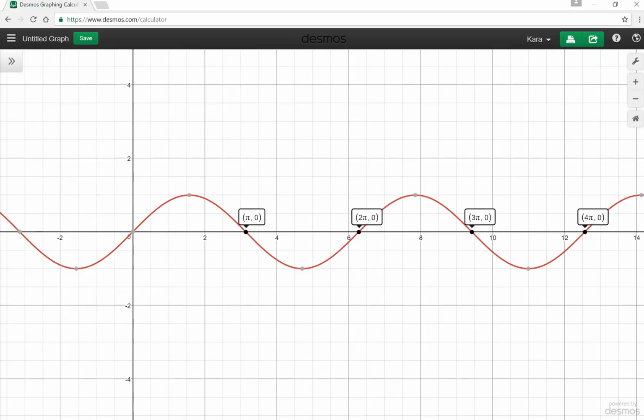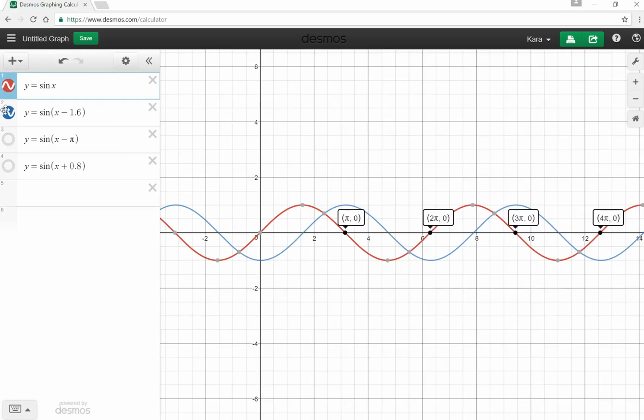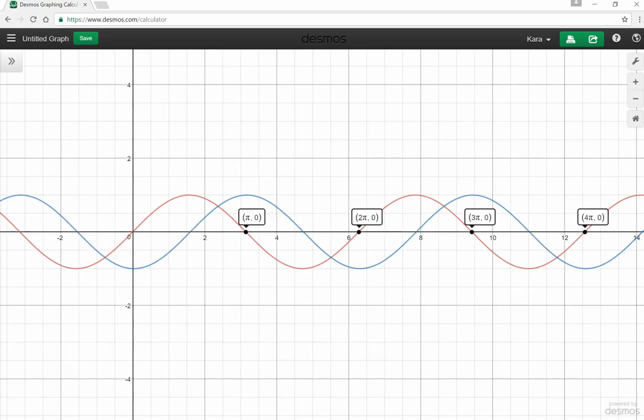So for graph number 2, it says sine of x minus 1.6. So if I turn that one on, what has changed? Well, my median line hasn't changed, my max and min haven't changed, but my graph has moved over, right? If you compare the red graph with the blue graph, it has definitely moved over. So if we look here, there's that 1.6 that is showing up in the equation. So which direction did our graph move? Did it move to the left or to the right?